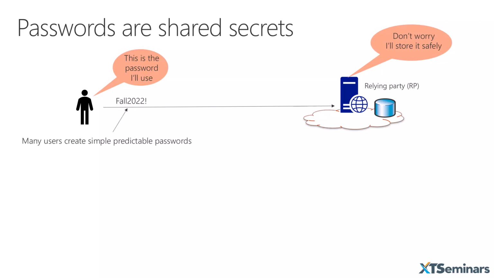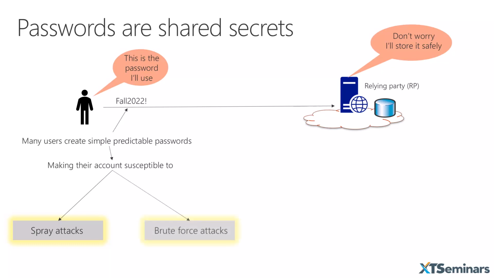The next problem is users create predictable passwords. And those predictable passwords are very susceptible to spray attacks. A spray attack is where we spray the same password across thousands of accounts. And there's a very good chance that you will break into a number of them. So you're picking low-hanging fruit. Brute force attacks are possible, but they'll probably be blocked by some relying parties. This is where we play different passwords against the same account.